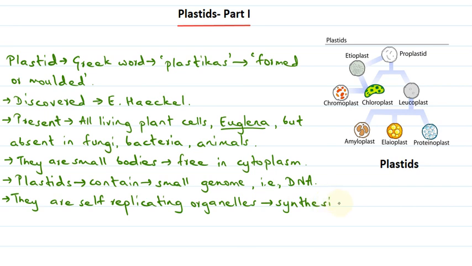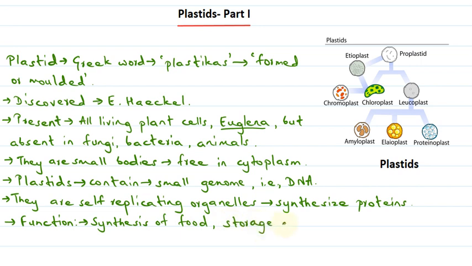The most important biological activities performed by plastids are that they help in synthesis of food, and in storage of carbohydrates, lipids, proteins, etc. These are the major biological functions performed by the plastids.